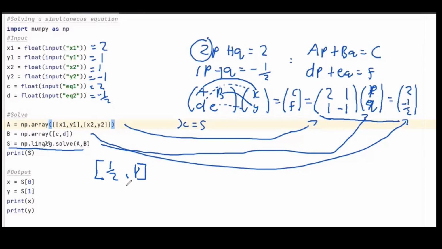However, it still looks a bit clunky. So what we want to do is separate x and y, and this is where the output phase comes in. When we've got x equals S0, what that does is extract from the first column, which would be here. And then S1 extracts from here. Rather than doing it 1, 2, they start at 0. So 0 extracts from the first one, 1 from the second one. So then we get our value of x equal to 1/2 and y equal to 1.